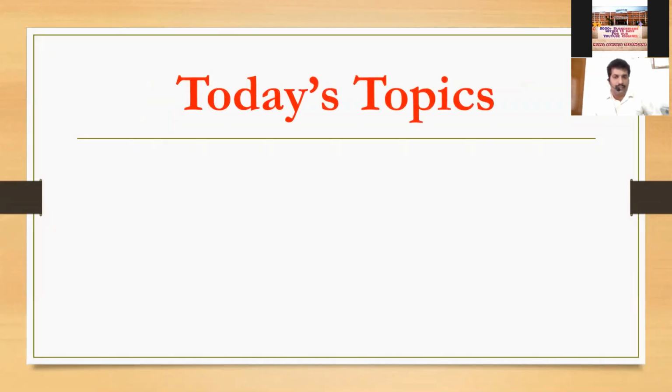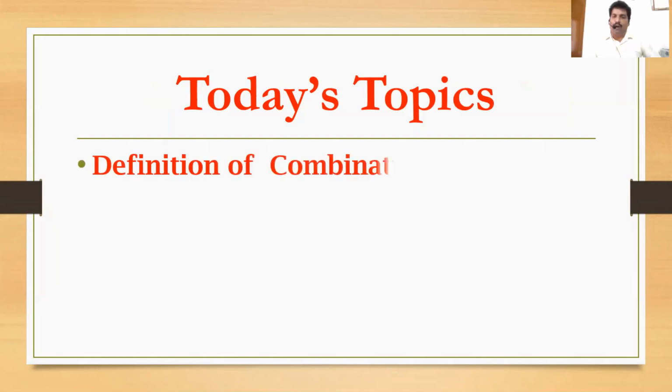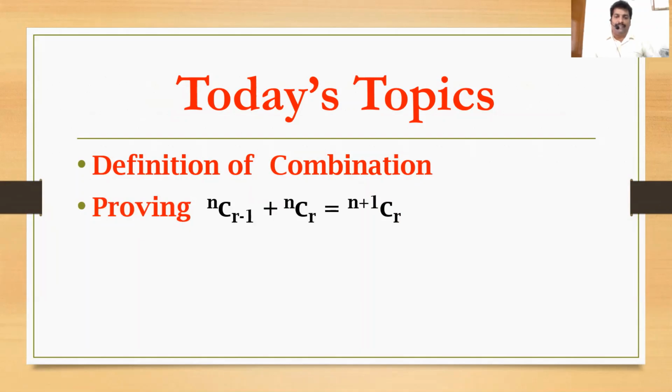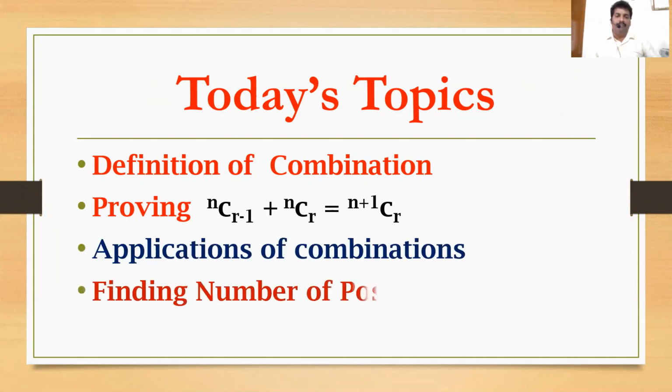Today's topics are: one is the definition of combination. Next, proving nCr-1 plus nCr is equal to n+1Cr. This is one formula. Then applications, finding the number of positive divisors. So today we are going to learn the definition of combination, proving the theorem nCr-1 plus nCr is equal to n+1Cr, and applications of combinations and finding the number of positive divisors.